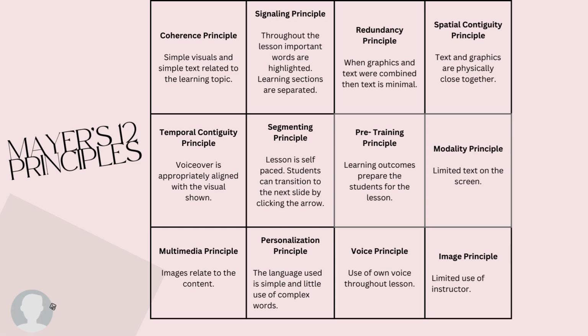Mayer's 12 principles. Throughout the course, simple visuals and simple text related to the learning topic are used, and this is in alignment with the coherence principle. Also, the signaling principle. Throughout the lesson, important words are highlighted, learning sections are separated. Redundancy principle. When graphics and text are combined, text is minimal on the page. Spatial contiguity principle. Text and graphics are physically close together.